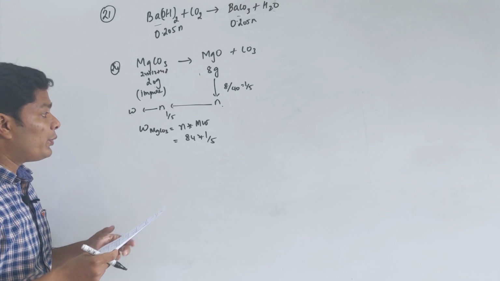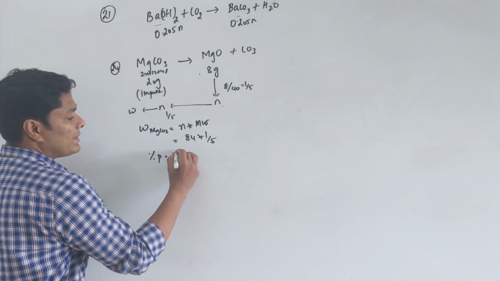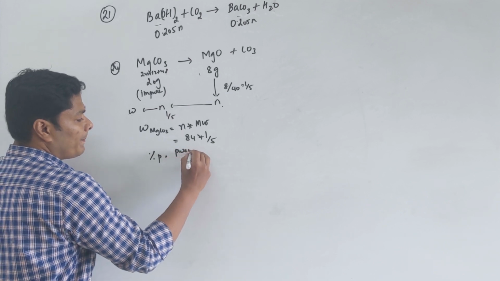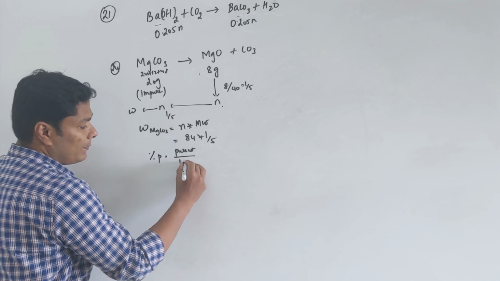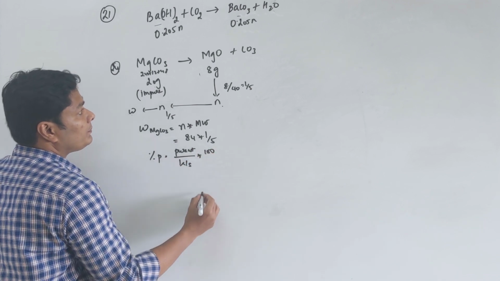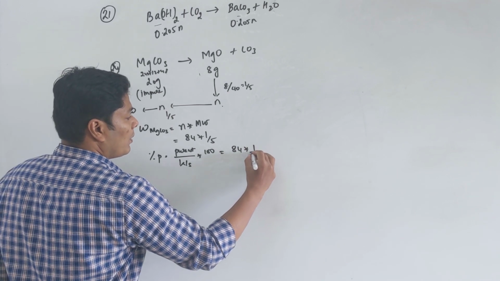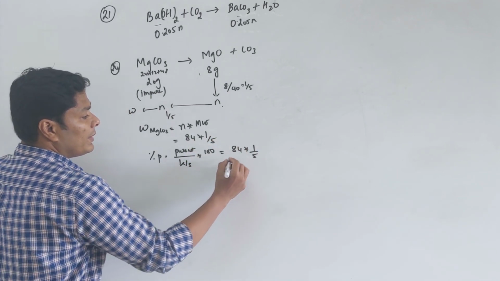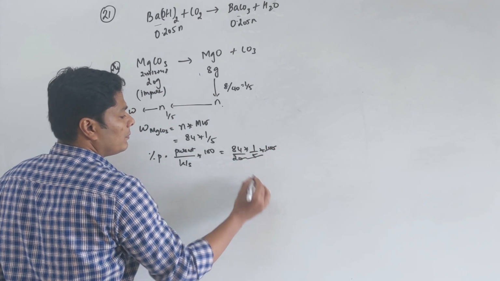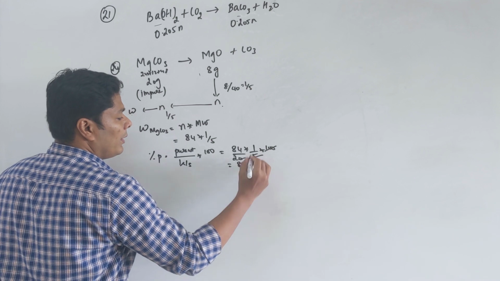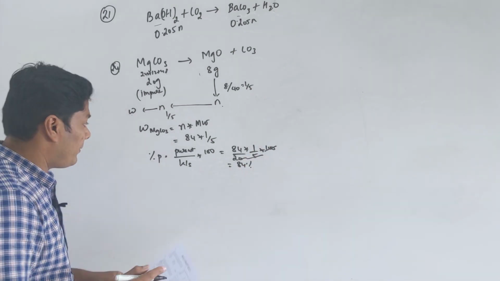They are asking about what will be the percent purity. Okay, this is the weight. Now percent purity is the pure weight divided by total weight or weight of the sample times 100. So that is going to be equal to 84 times 1 by 5 divided by 20 times 100. 84%. Option beta.